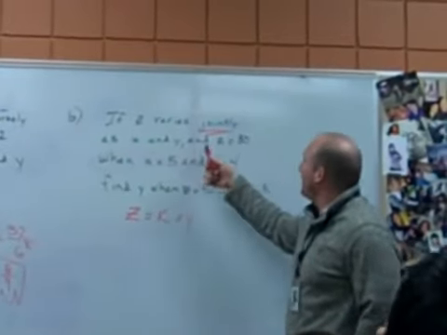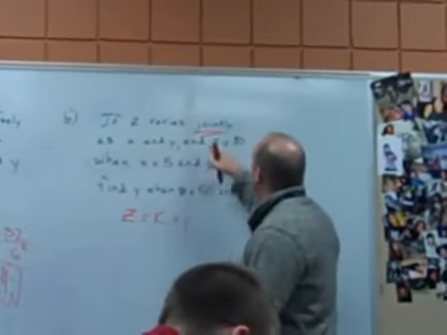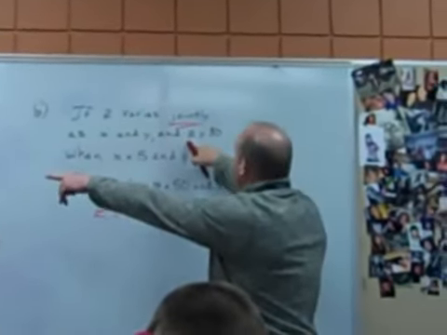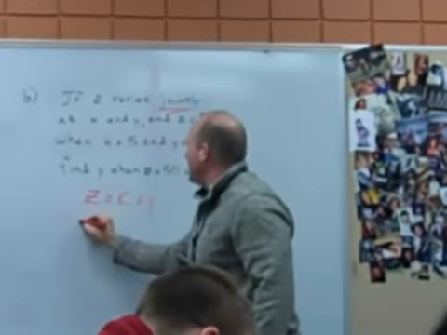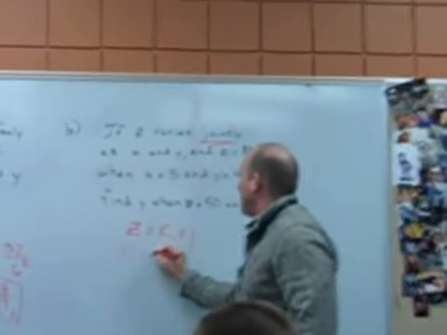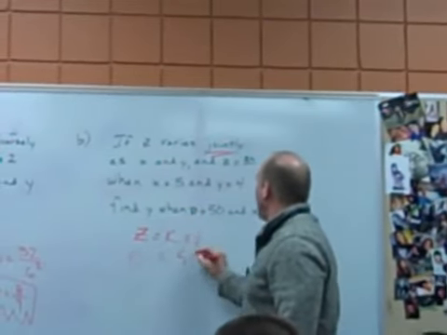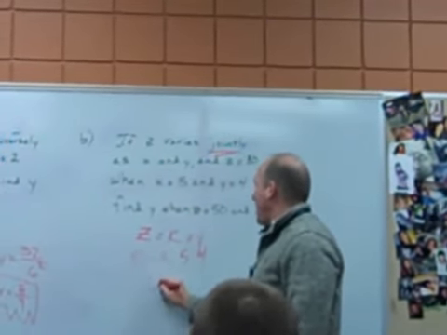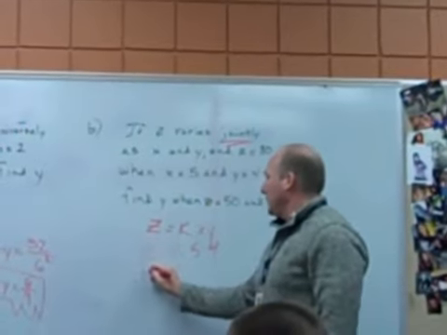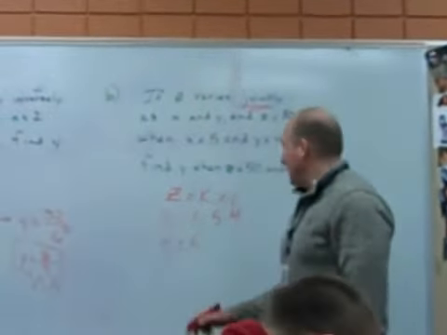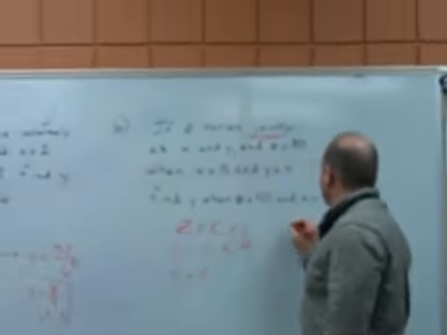I would hope so, because now, once we have this set up, we are substituting and solving for K. Z equals 80. We're finding K. X equals 5 and Y equals 4. What's K? Come on. 4. Good job, Brucey.